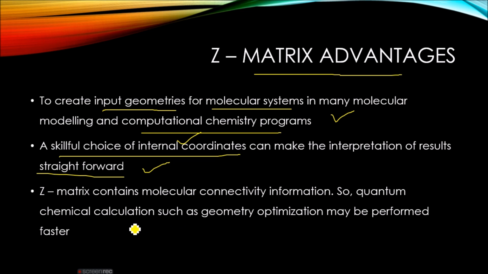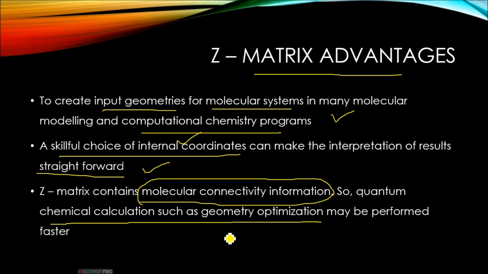Then, the Z matrix contains molecular connectivity information, so quantum chemical calculations such as geometry optimization may be performed faster. See, it gives molecular connectivity information, right? So which atom is connected to which in your protein chemistry or in your large molecule. That is very important. So which atom should be connected to which, and how much the bond distance should be. So you can use your Z matrix to get all the computational properties by giving the molecular connectivity information and changing the coordinates and giving all the values of your choice, which is a skillful choice.